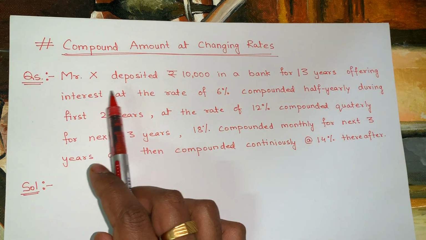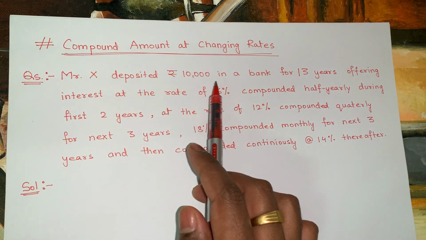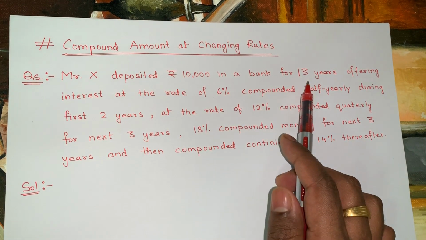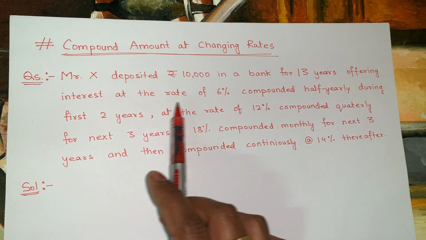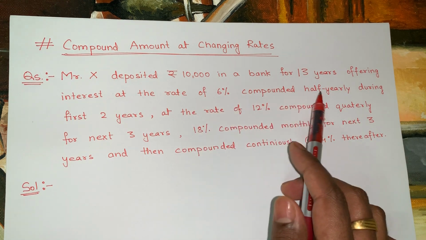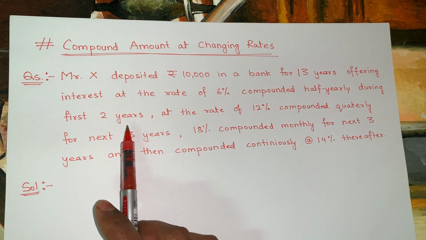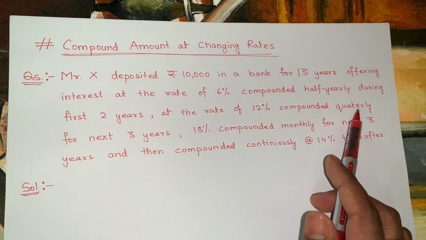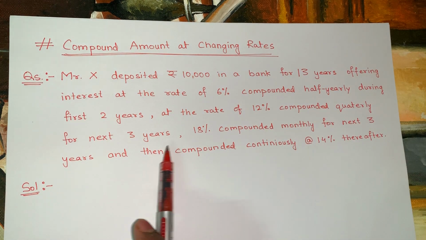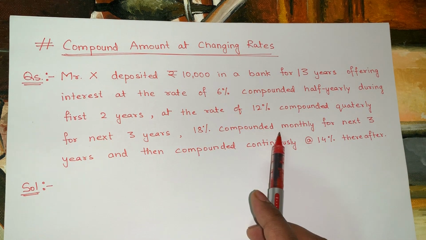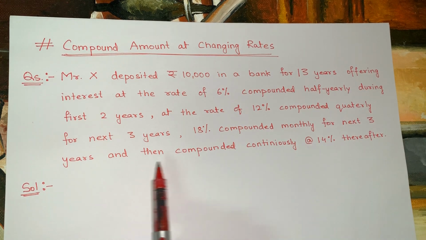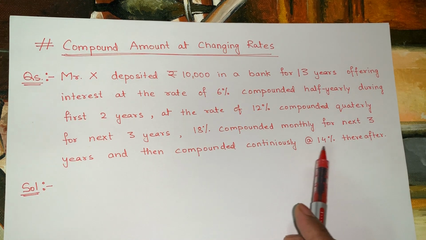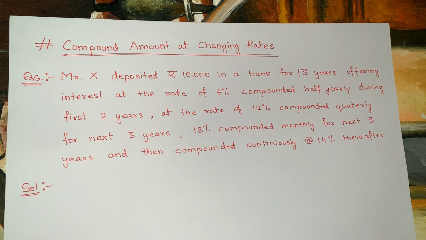So in this particular question, Mr. X has deposited rupees 10,000 in a bank for 13 years, offering interest at the rate of 6% compounded half yearly for the first 2 years, at the rate of 12% compounded quarterly for the next 3 years, then 18% compounded monthly for the next 3 years, and then compounded continuously at the rate of 14% thereafter.